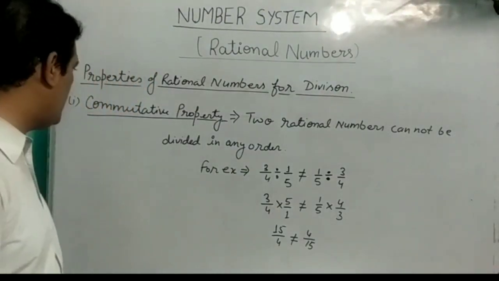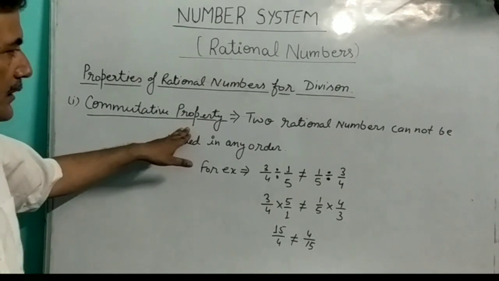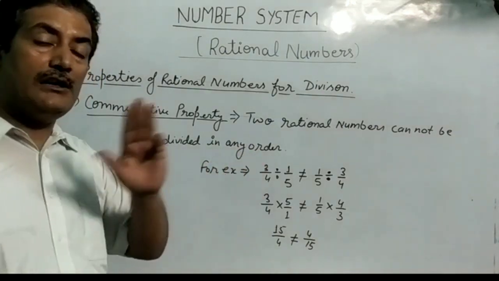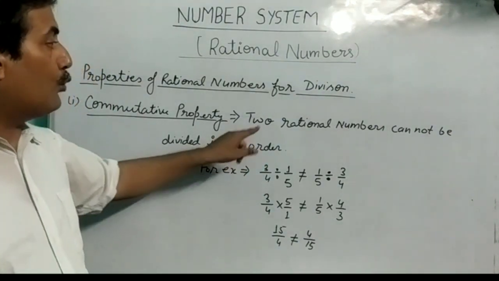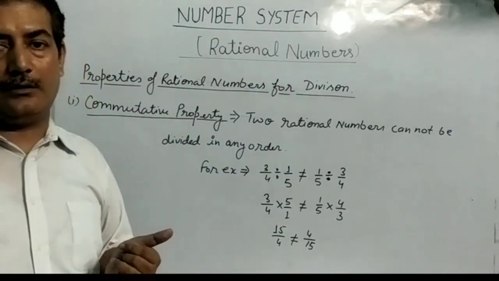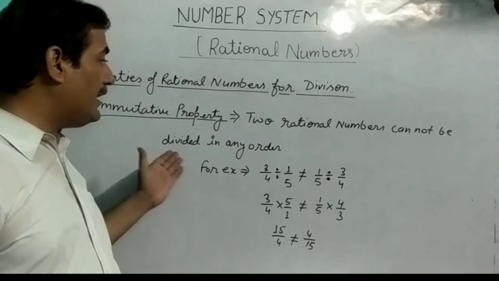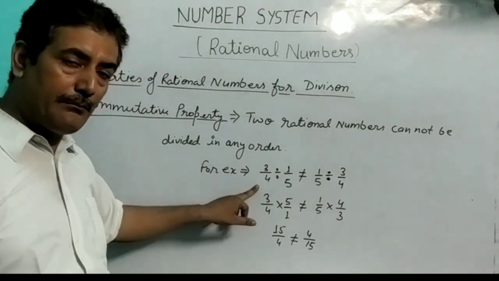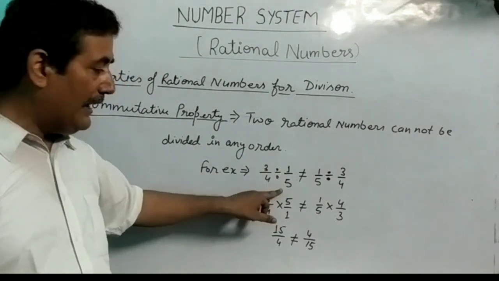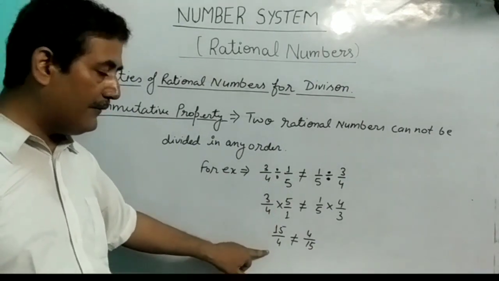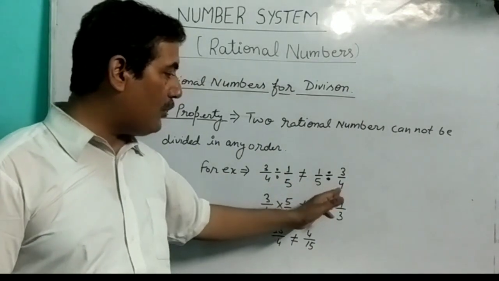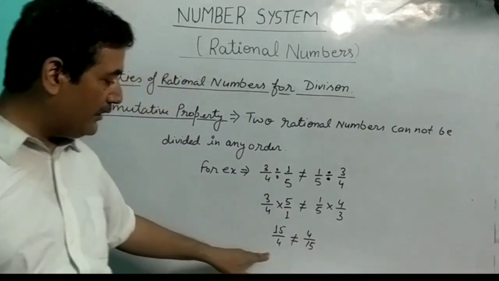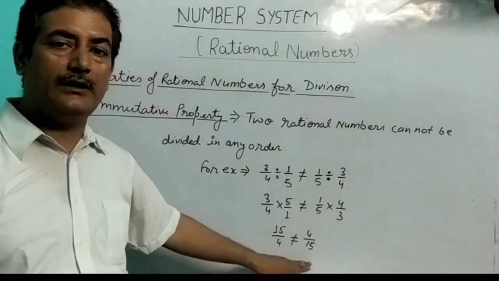The second property is the commutative property. Two rational numbers cannot be divided in any order. In multiplication, we studied that two rational numbers can be multiplied in any order. But in division, we can't divide the two rational numbers in any order. For example, 3 by 4 is a rational number, 1 by 5 is also a rational number, and their division gives 15 by 4. But if we change the order, 1 by 5 divided by 3 by 4 gives 4 by 15, and these two rational numbers are not the same or equal.